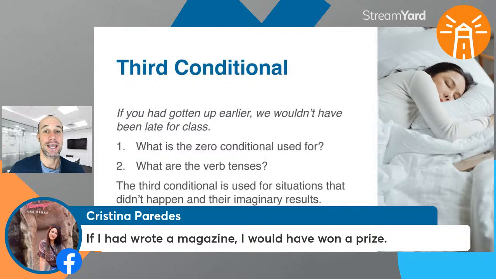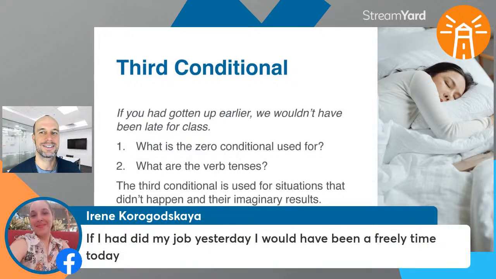All right, if I had wrote a magazine, I would have won a prize. Oh, you're so close. Christina, you're so close. If I had... So wrote is the past tense, right? Write, wrote. The third form is written. You want to write, if I had written a magazine, I would have won a prize. And then your sentence would be perfect. Great job, Christina.